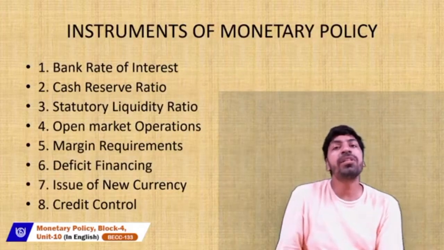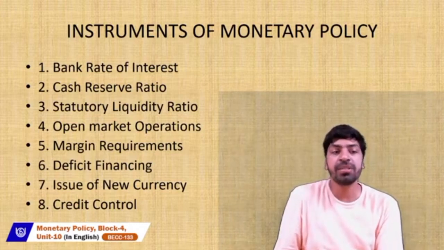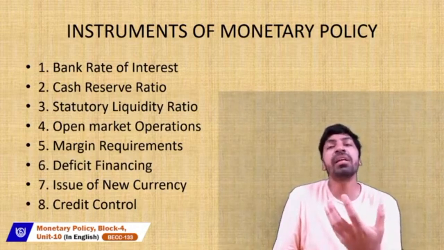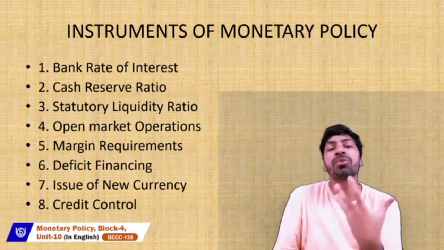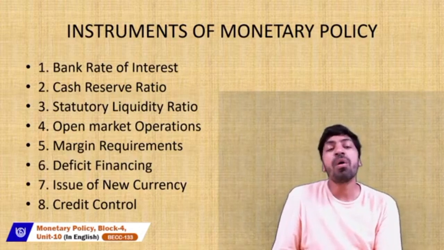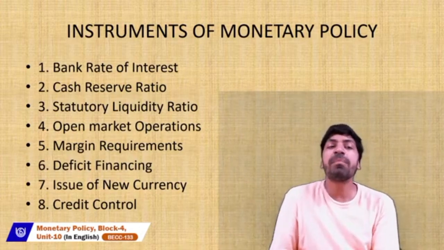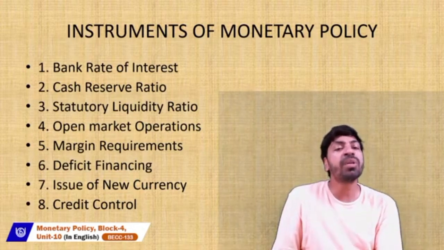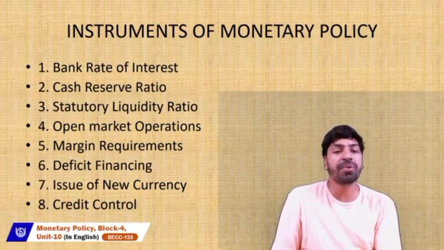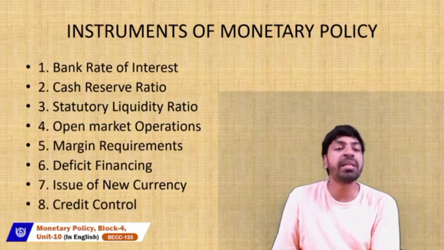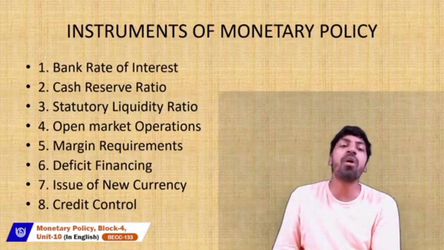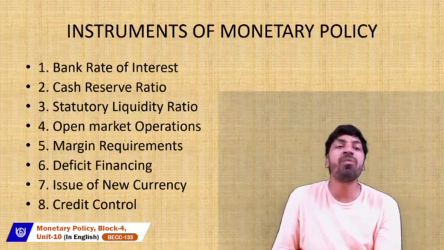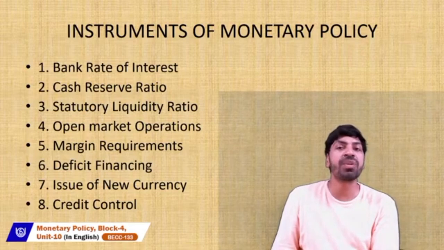Now we talk about the instruments of monetary policy. These are the eight instruments by which credit can be controlled in case of inflation: the bank rate of interest, cash reserve ratio, statutory liquidity ratio, open market operations, margin requirements, deficit financing, issue of new currency, and credit control. So let's go through these instruments of monetary policy one by one.